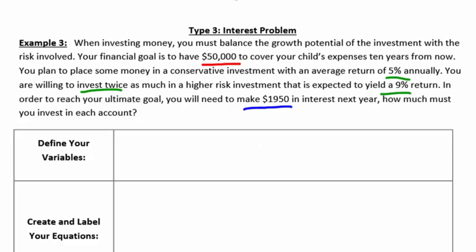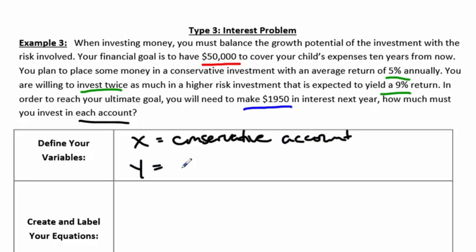First step is to figure out what our variables need to be, and that last question helps us determine that. How much must you invest in each account? So each account is going to be the variables. So we'll let X be the conservative account, and we'll let Y be the high-risk account.